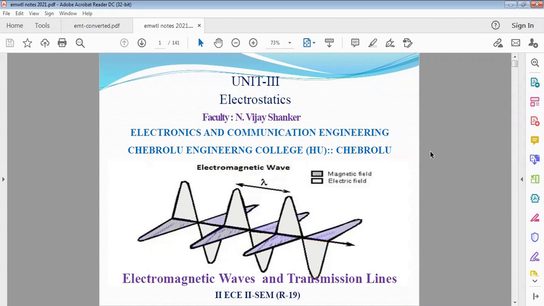Today, we are going to discuss the topic electric field intensity due to infinite sheet of charge in the same unit of electrostatics, third unit. We already discussed the electric field intensity due to infinite line charge and electric field intensity due to the charged circular ring. And another one is also there, that is electric field intensity due to the infinite sheet of charge.